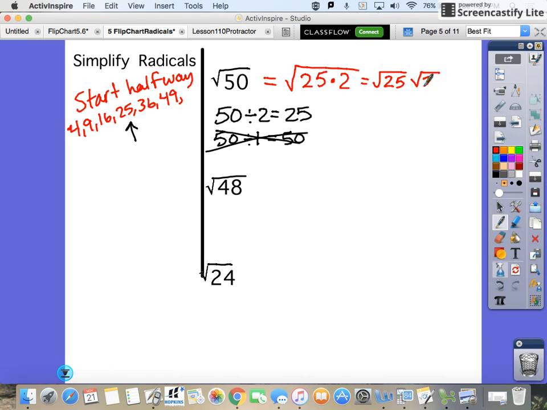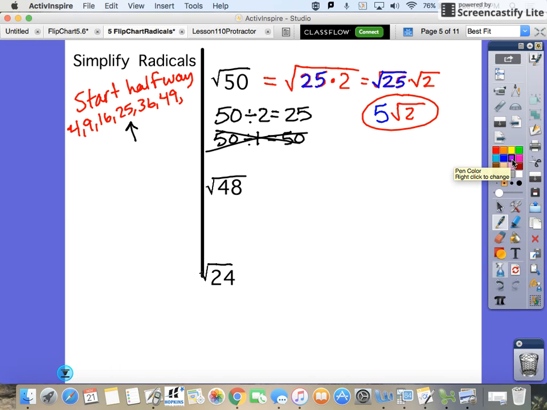25 can have its own square root, and so can 2. So we have split them into 2 pieces. And the square root of 25, if we check our first page of notes, is 5. So this is 5 times the square root of 2. This is our simplified radical.